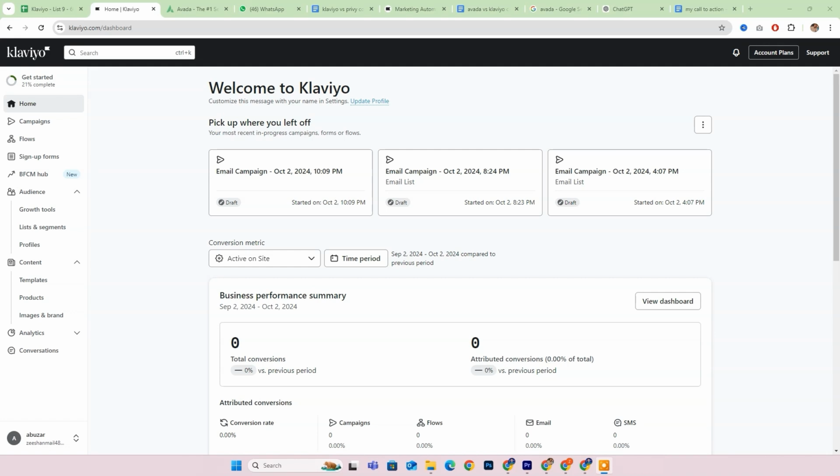Klaviyo and Zoho are both popular marketing automation platforms, but they cater to different needs and have distinct strengths. Here's a breakdown of their key features and use cases.